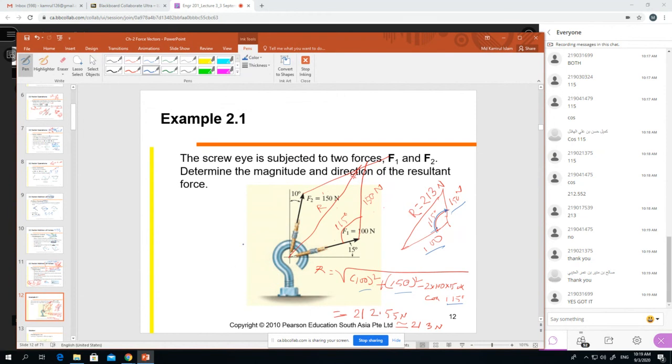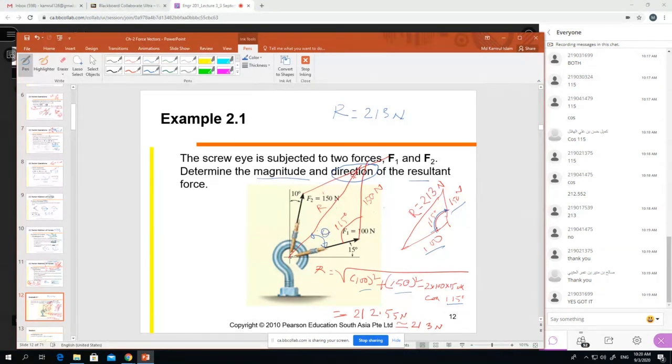Now we already got one answer. The question is to determine the magnitude of the resultant force, and we got the result 213 Newton. Now they are asking for the direction, right? Direction means we need the resultant force direction. So the resultant force is working here, and we want to find this angle.